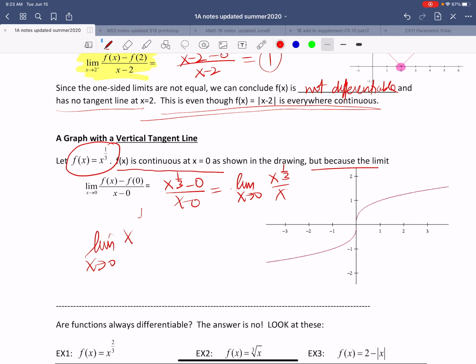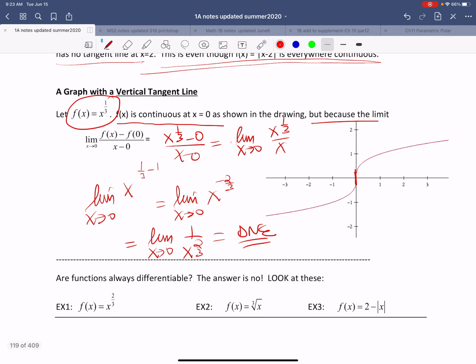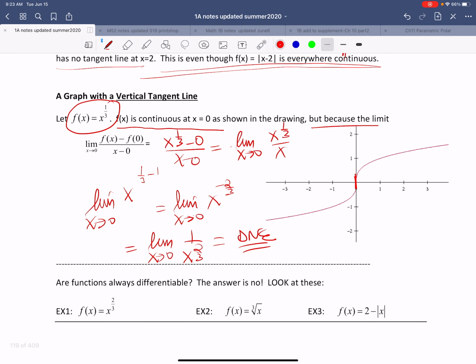1/3 minus 1 would be limit x approaches 0, x to the power 1/3 minus 1, which is negative 2/3, which is going to be limit x approaches 0 of 1 over x to the power 2/3. And this limit does not exist because it gives me something undefined. 1 over 0 is undefined. So the derivative does not exist at point 0. So remember, the derivative does not exist at sharp corners, vertical tangents, anywhere your function is not continuous, or where both one-sided limits are not equal to each other.